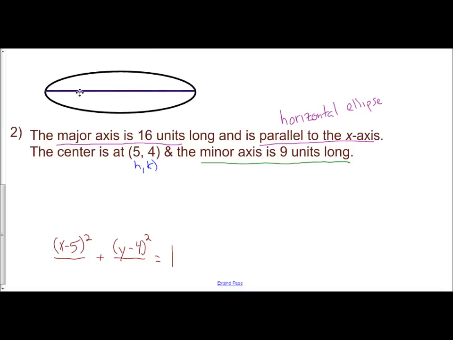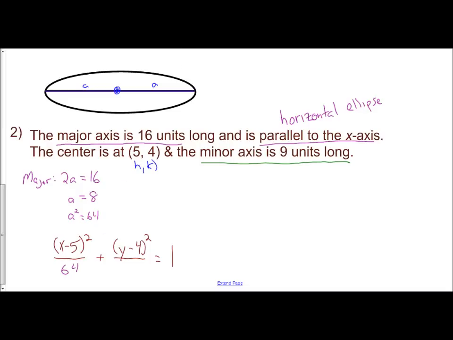So if I take a look from the center, which we're told our center, to vertex is A units. From the center to the other vertex is A units. So remember the major axis is actually the formula 2A, twice A. So if I know the major axis is 16 units, twice A is 16, which means A is 8. So then for the formula, I square A, 8 squared is 64. So I have the quantity (x minus 5) squared over 64.